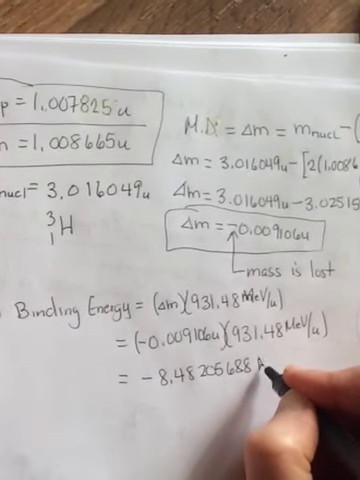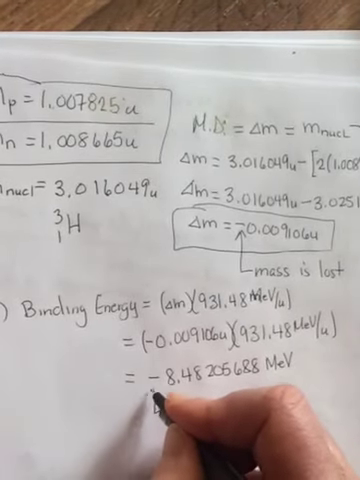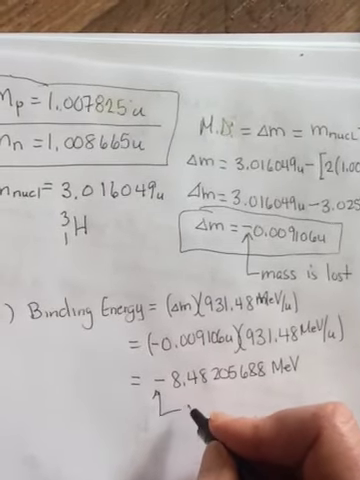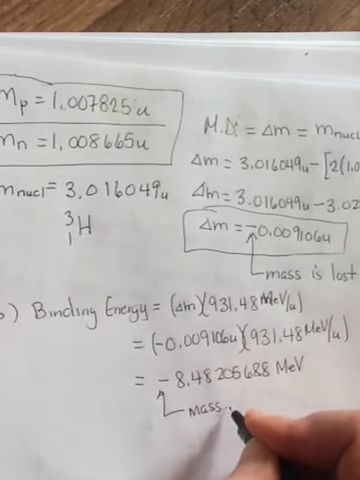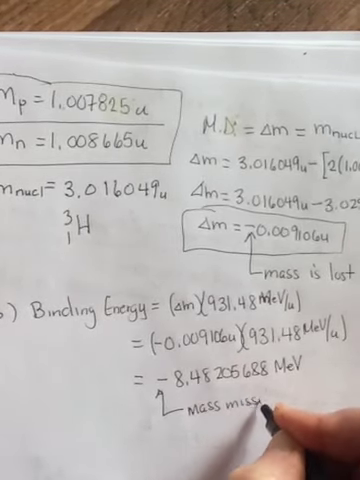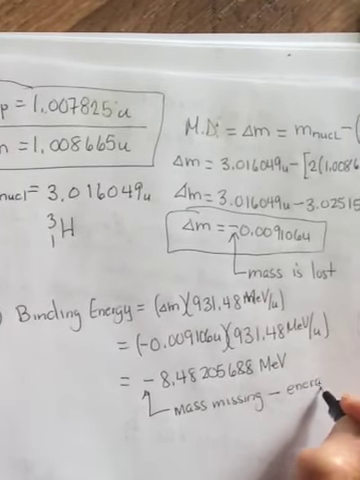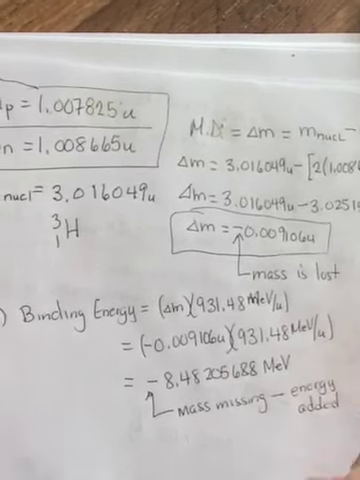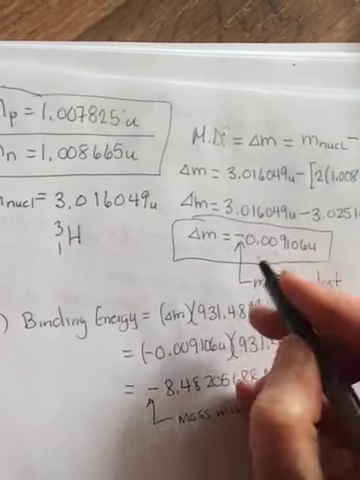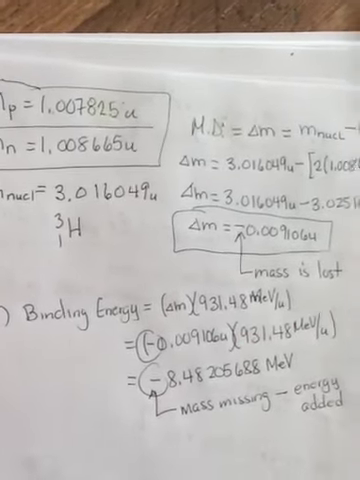You'll end up with a negative 8.4820568 MeV, where again the negative means mass missing, which then means energy needed to be added. Now usually we leave the negative up here and we say what it is, and then when we get to this spot we drop our negative, okay?